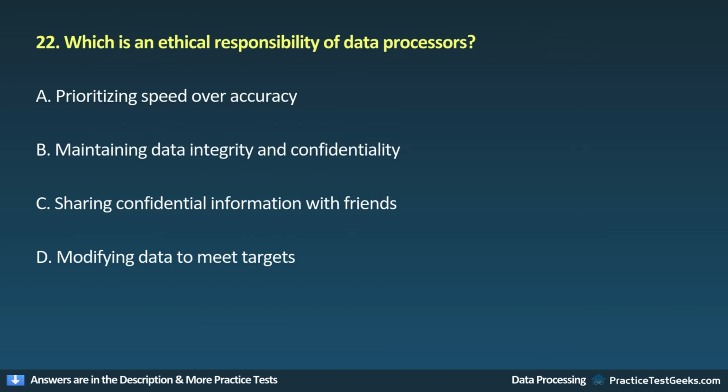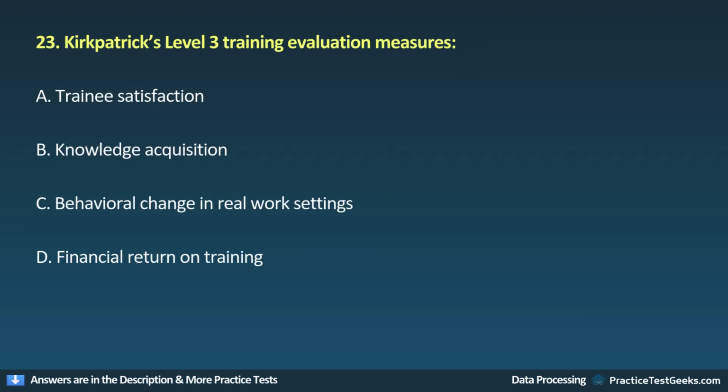22. Which is an ethical responsibility of data processors? A. Prioritizing speed over accuracy. B. Maintaining data integrity and confidentiality. C. Sharing confidential information with friends. D. Modifying data to meet targets.